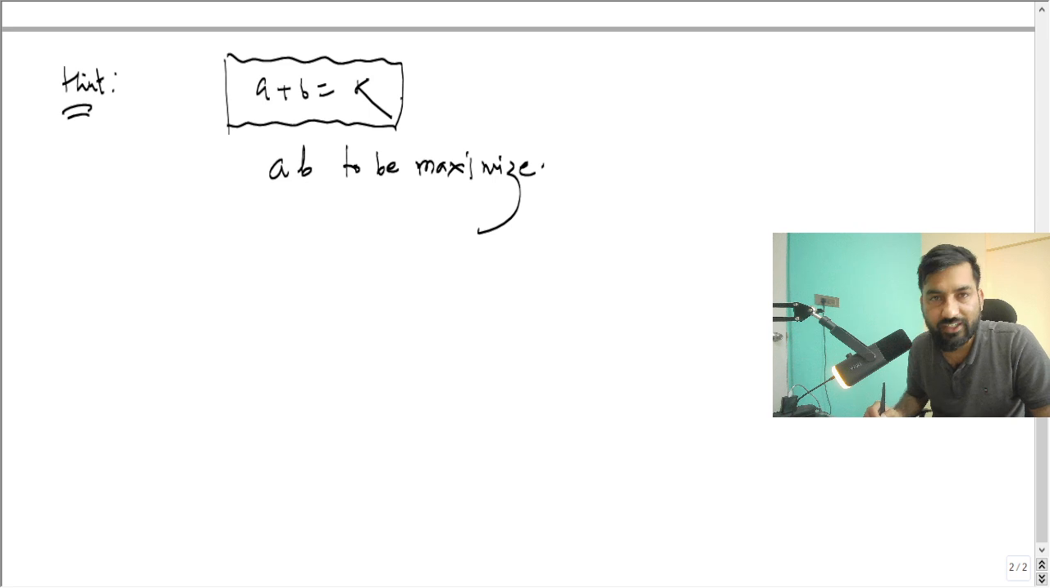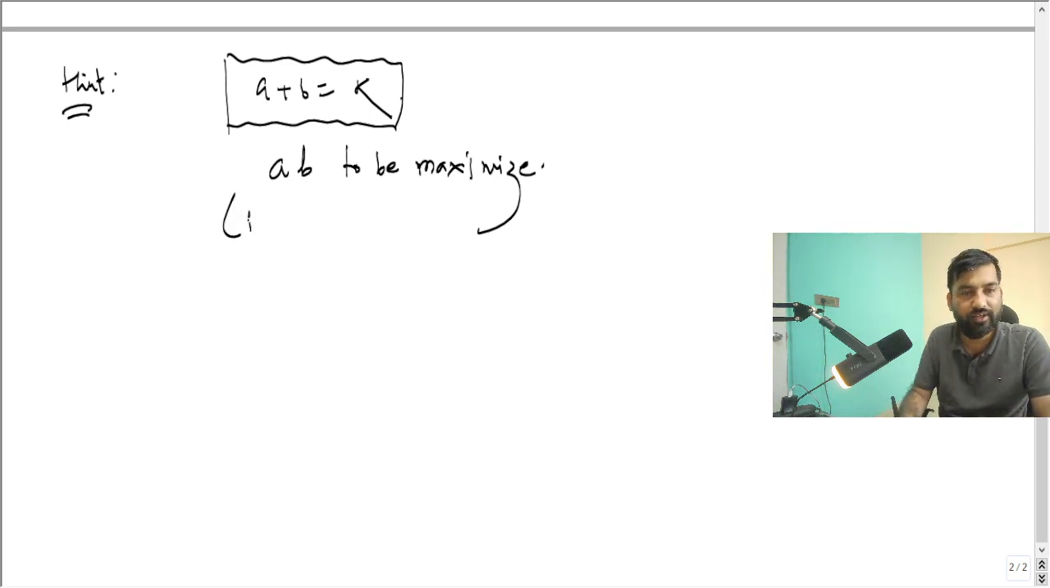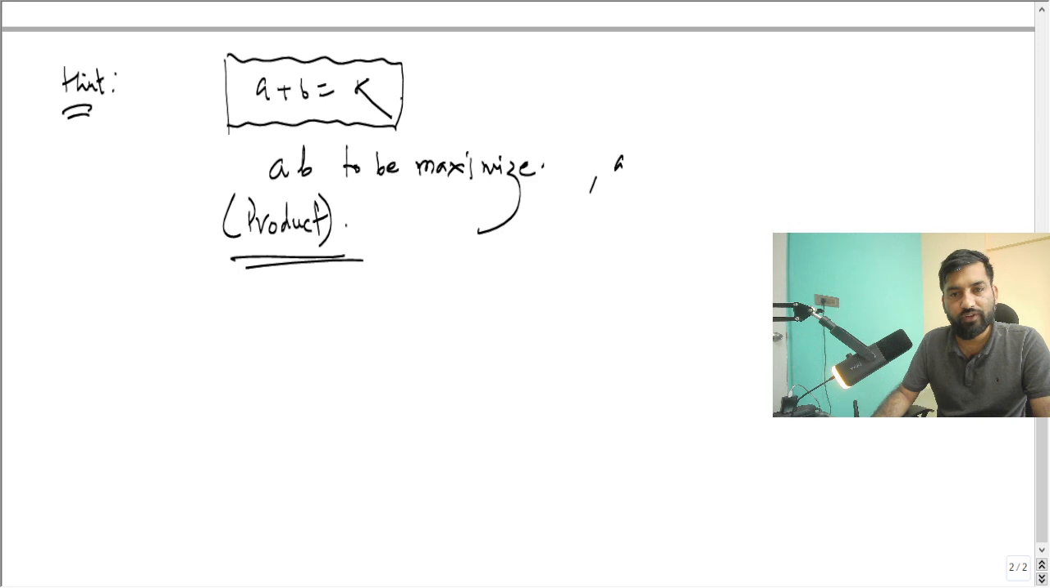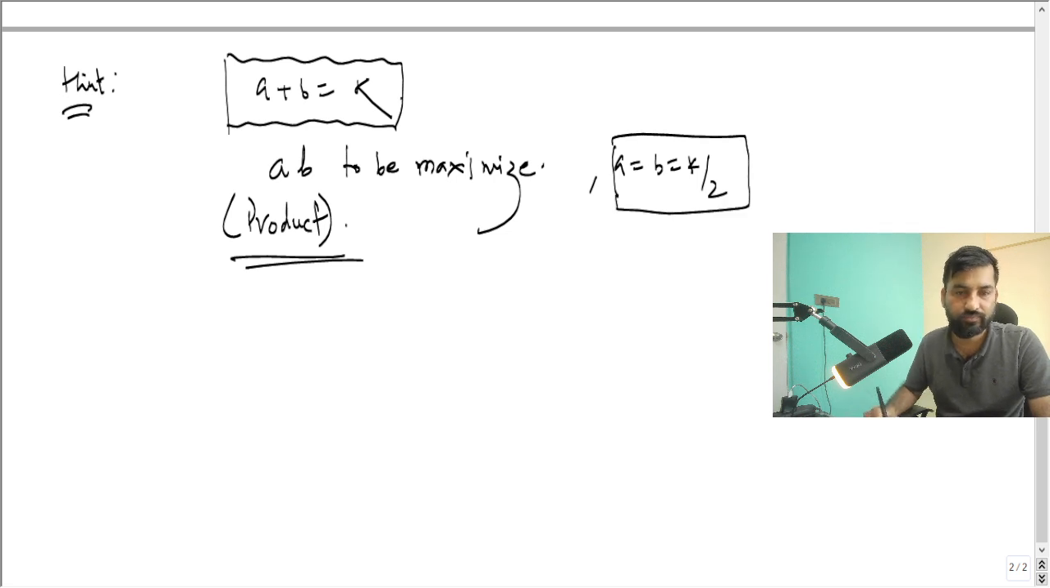Understood? If you want to maximize A and B, I mean the product A into B has to be maximized, okay? So the possible value of A and B is going to be K by 2. Please remember this point, okay? This is a very important concept.